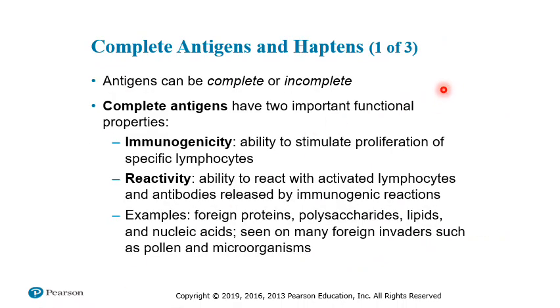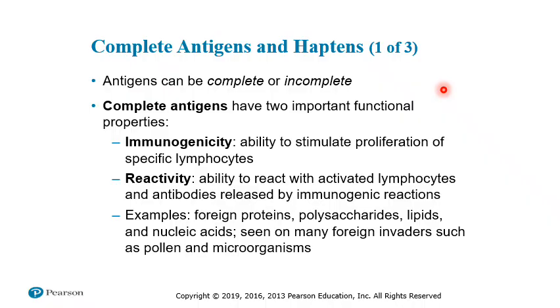So complete antigens pretty much have two important functional properties. You need these properties in order to become an effective antigen. The first one will be immunogenicity. It has to be immunogenic. Immunogenicity is the ability to stimulate proliferation of specific lymphocytes. And then the next one is reactivity. It's the ability to react with activated lymphocytes and antibodies released by the immunogenic reactions.